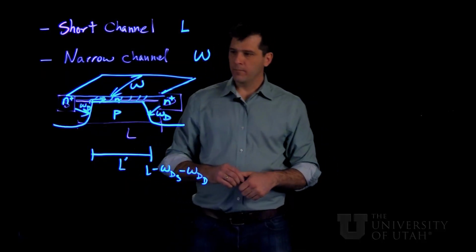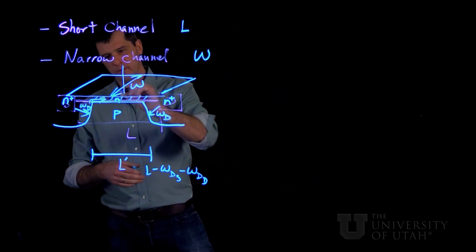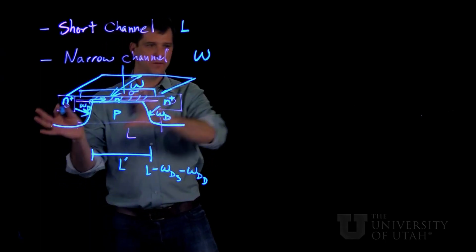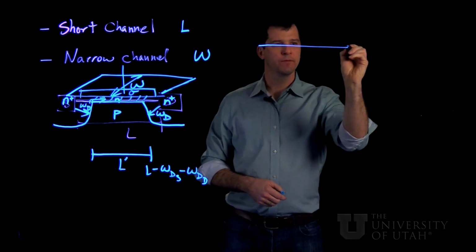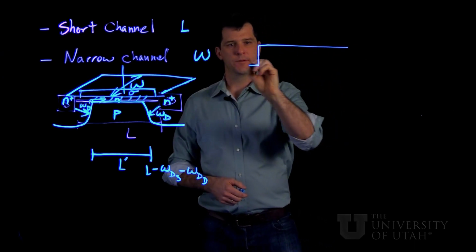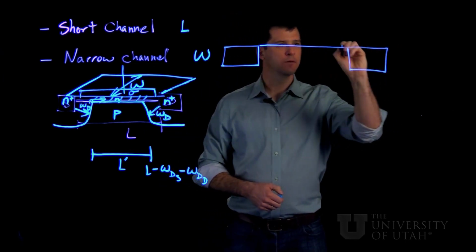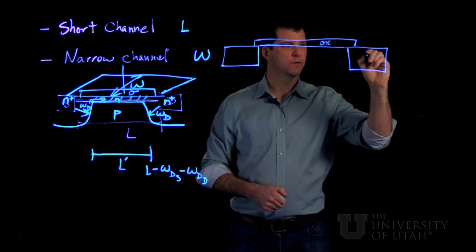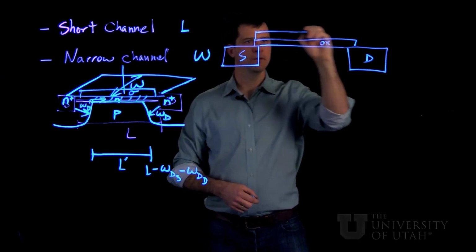So how do we deal with this? Now we put on a bias on our gate here, and I'm going to move the diagram over here and just draw the outline of the depletion width superimposed on a physical drawing here. So here's our oxide, here's our drain, our source, and our gate metal is here.